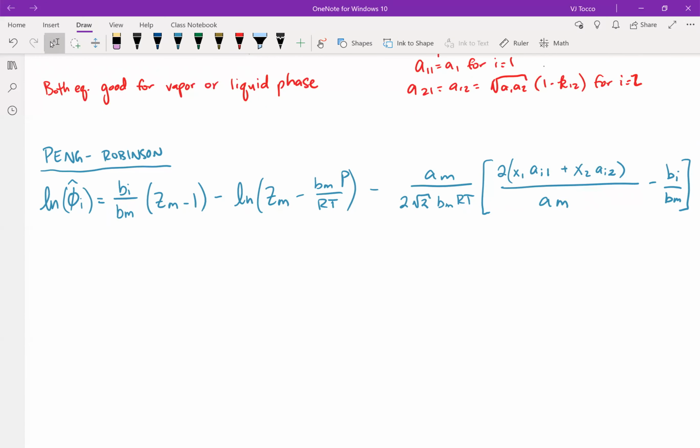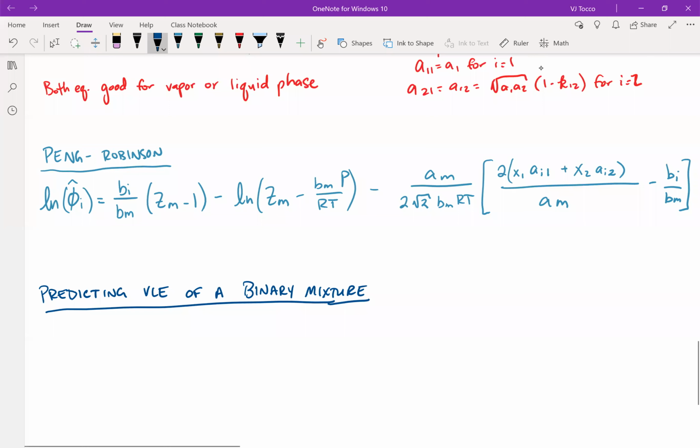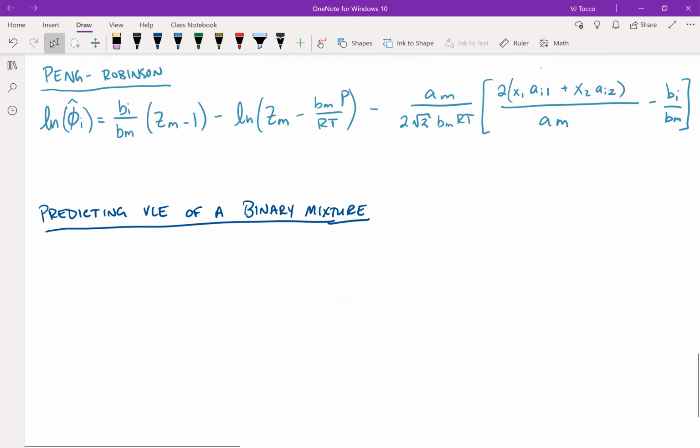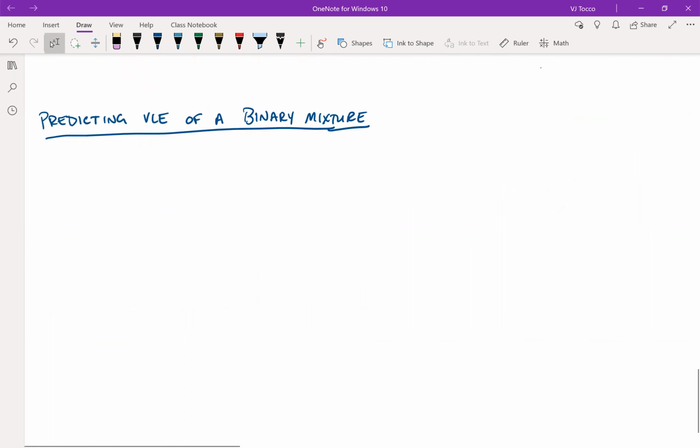But let's say the problem that we'll solve on Friday has to do with, again, predicting the vapor-liquid equilibrium of a mixture. That's a very general, broad statement, but remember that predicting VLE involves calculating the bubble point and the dew point. So I have to decide whether I want to do a TXY type or a PXY type, and depending on which one I choose, I will either set the pressure or the temperature.